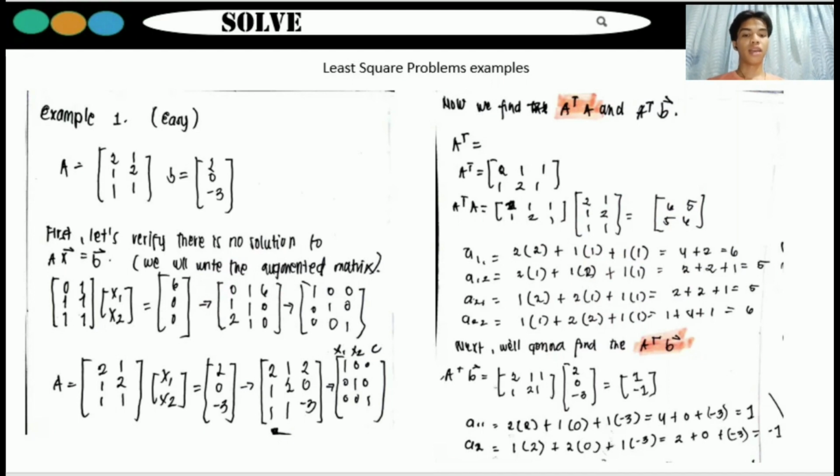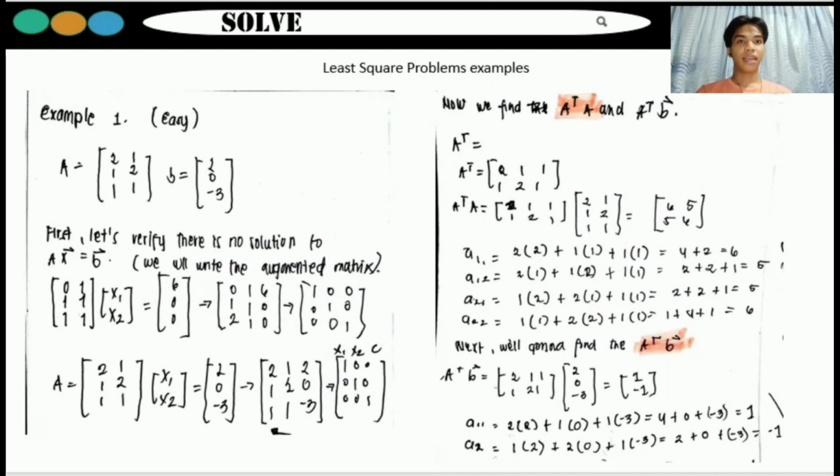So now since we have a contradiction in row 3 that 0 is equal to 1, which is not true, which verifies that the equation Ax equals b has no solution. Now we will be getting our A transpose times A as well as our A transpose times B.